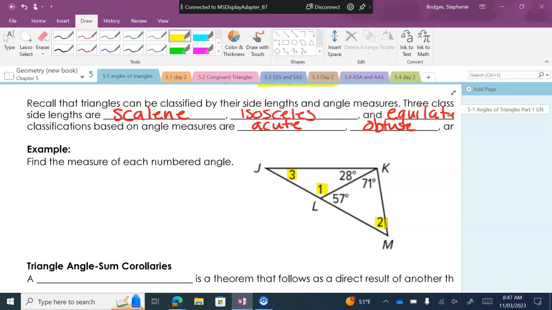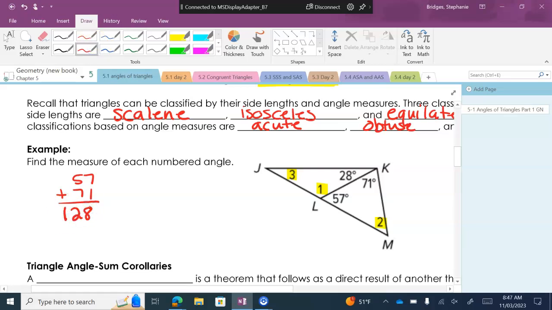So can I figure out what the measure of angle 2 is pretty easily? So what are we going to do? What are we going to add together? It's 57 though, but yeah. So we're going to add the two angles, 57 and 71. And that's going to give me 128.